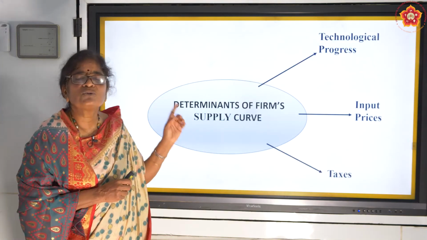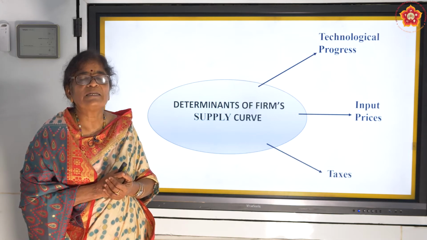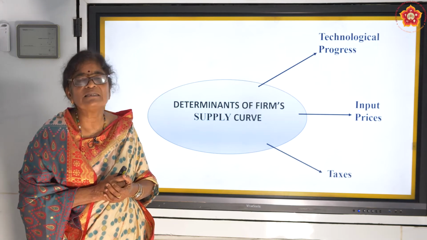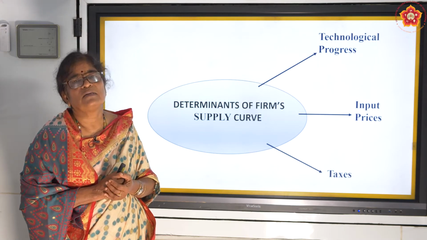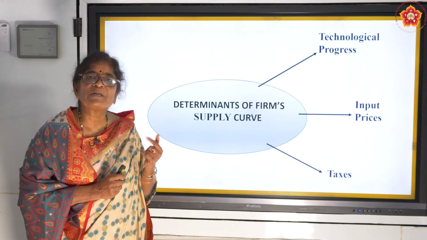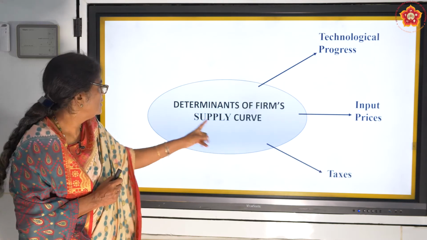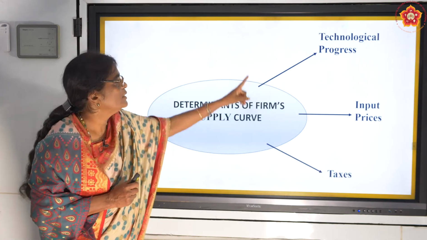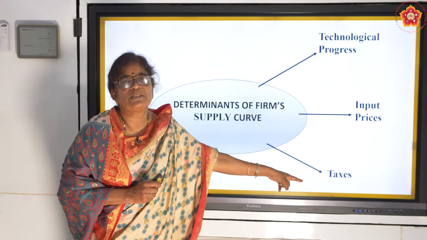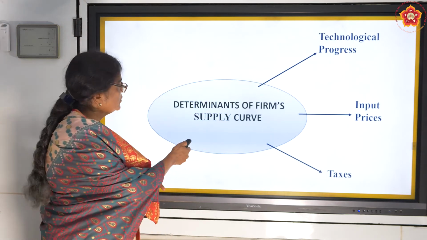There are so many factors that determine the supply of a firm, but according to the syllabus, only three factors are mentioned. The rest of the factors you will study at degree level. There are price factors and non-price factors, but here we are studying three factors. The determinants of a firm's supply curve are technological progress, input prices, and taxes of the government. Only these are relevant from the examination point of view.